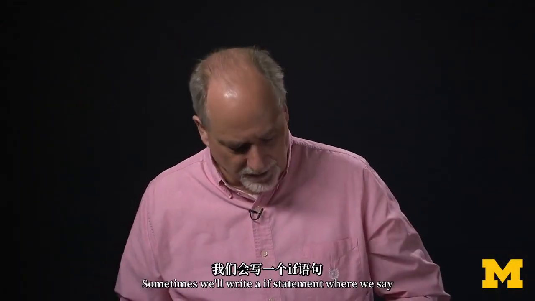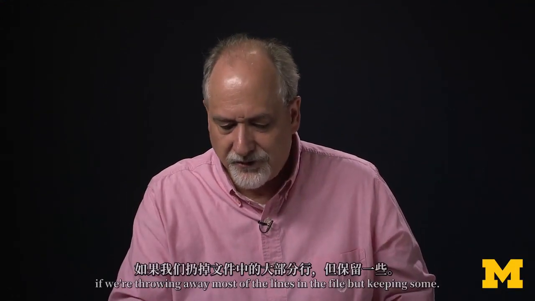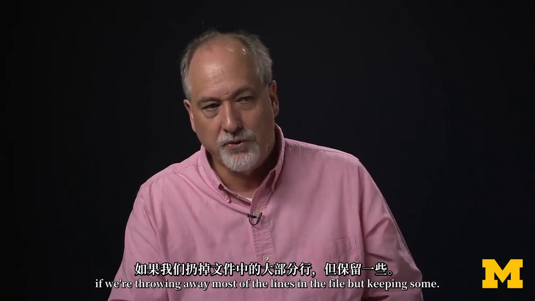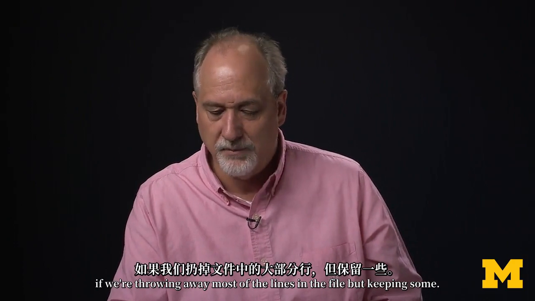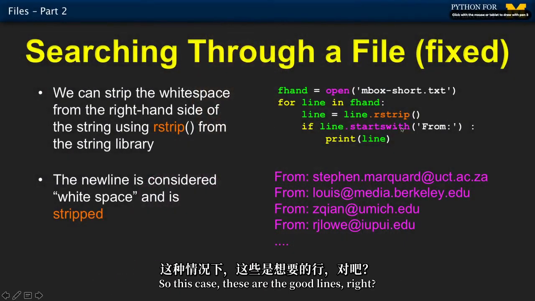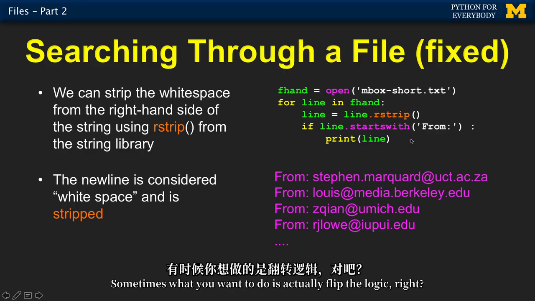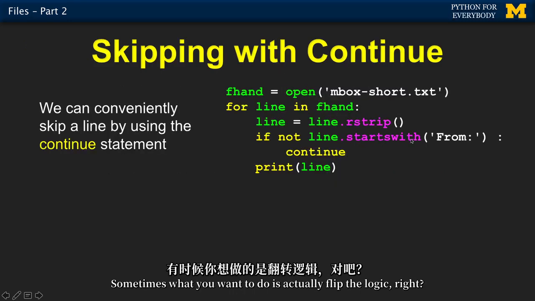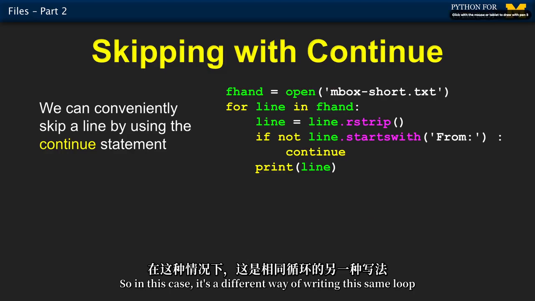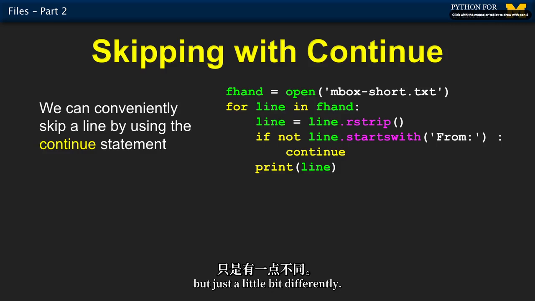Sometimes we'll write an if statement where we're throwing away most of the lines in the file but keeping some. So in this case, these are the good lines, right? The ones that start with From are the ones we're interested in, so we're going to print them out. Sometimes what you want to do is actually flip the logic. So it's a different way of writing this same loop, just a little bit differently.